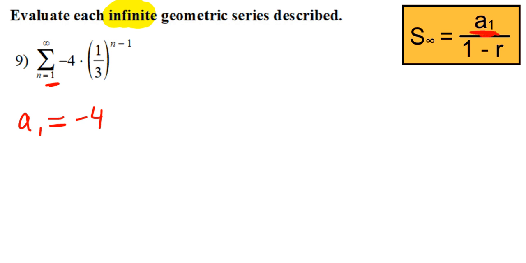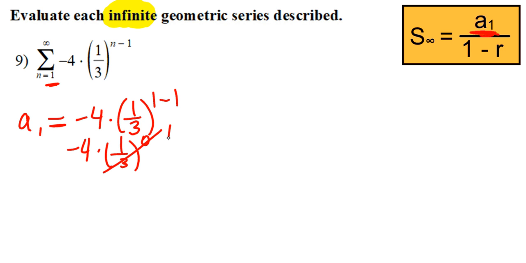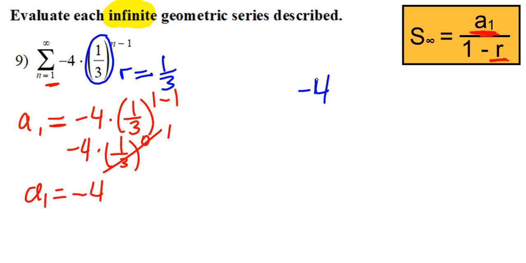So we have negative 4 times 1/3 to the 1 minus 1, or negative 4 times 1/3 to the 0 power. But anything to the 0 power is 1. Negative 4 times 1 is negative 4. We see that A1 equals negative 4. The only other thing we need in this formula is R, and that R number is just the base on the power. R equals 1/3. Forget about the 4 or whatever. R equals 1/3. So if we're going to find that sum, we just have to do A1 over 1 minus 1/3.